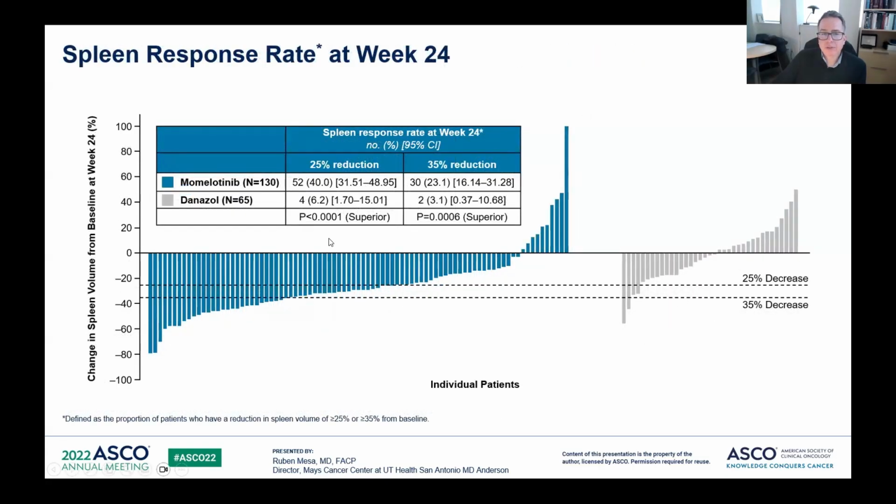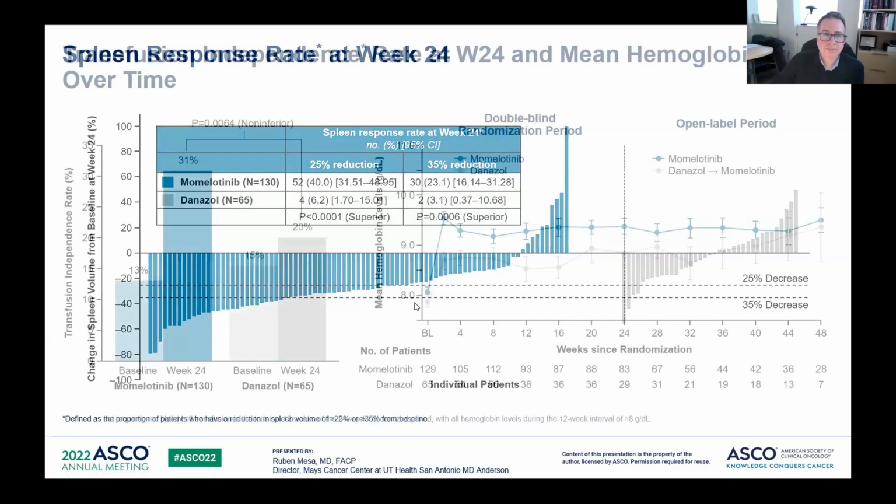We saw that spleen responses, this is a waterfall plot showing spleen responses, were also better going down these columns in blue with momelotinib versus danazol. So here we see 40% versus 6% of patients had a reduction of at least 25% volume of their spleen with momelotinib.